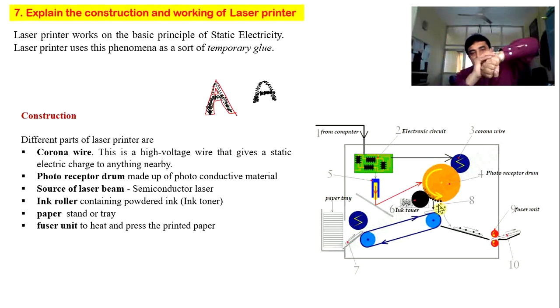Same thing, on the drum I have already deposited. That means it is a sort of painting the drum. You are not literally painting, you are depositing the charge, depositing the ink by means of static charge. So you made this negative, and A is deposited, and now when I bring the paper here, A gets printed on the paper.